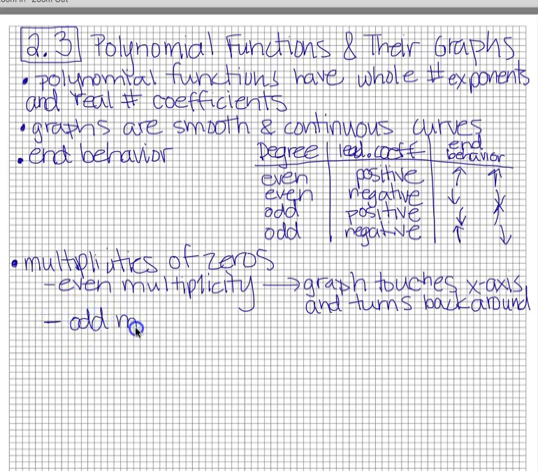Odd multiplicities: if you have a zero that appears only once, 1 is an odd number, so that would count. Or if you have something that appears 3 times, that's also odd multiplicity. In those cases, that means that the graph is going to cross the x-axis.